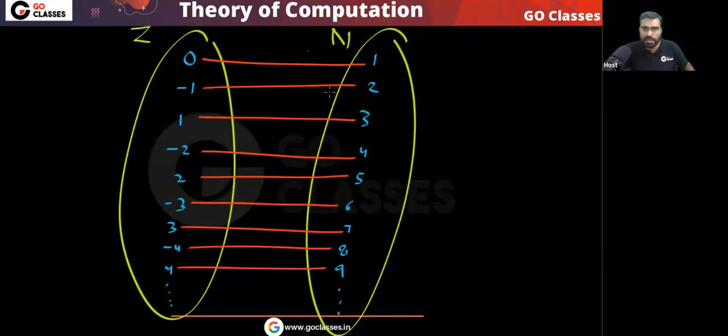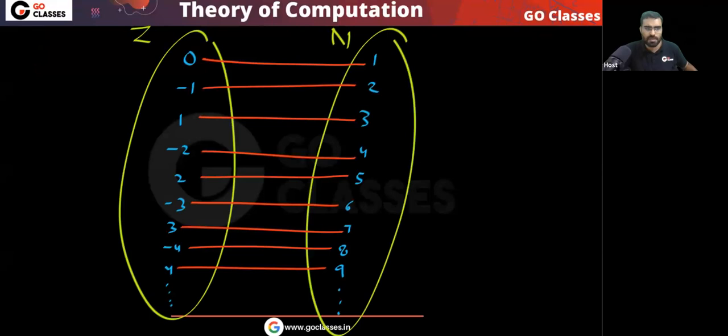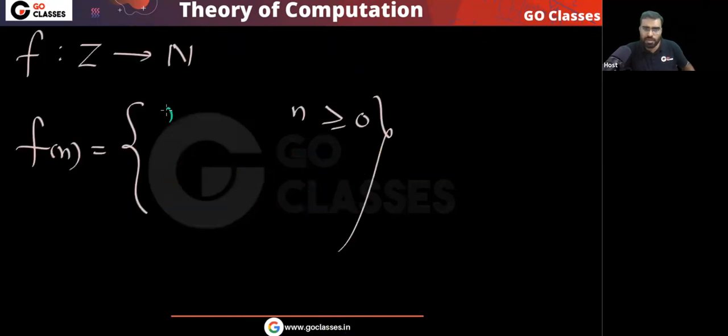Okay, so tell me, what is this function? Let me know what I have done. In this one-to-one correspondence, from integers to natural numbers, I have created this type of function, f(n) equal to... tell me, if n is greater than or equal to 0, what is the image? That is 2n plus 1. Yes or no? Very good. Okay, then the image is 2n plus 1.